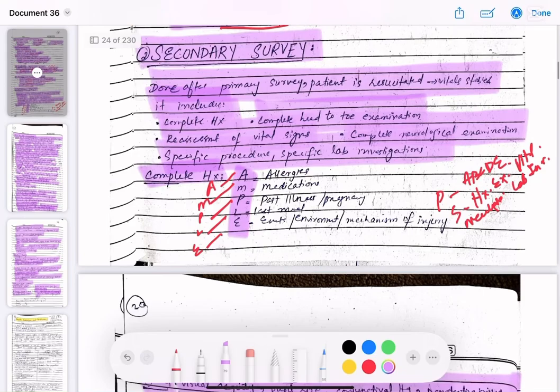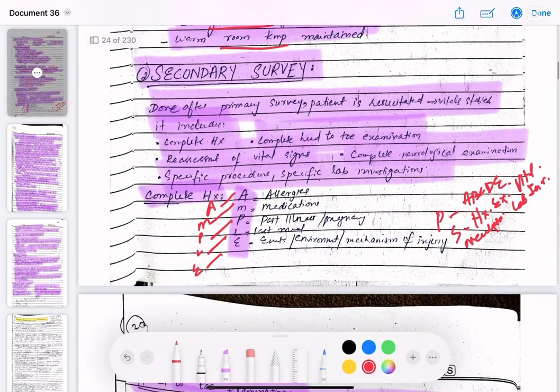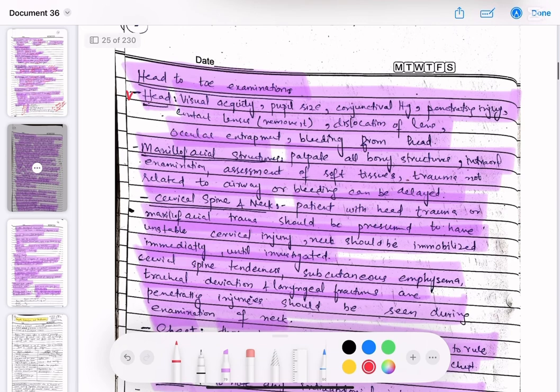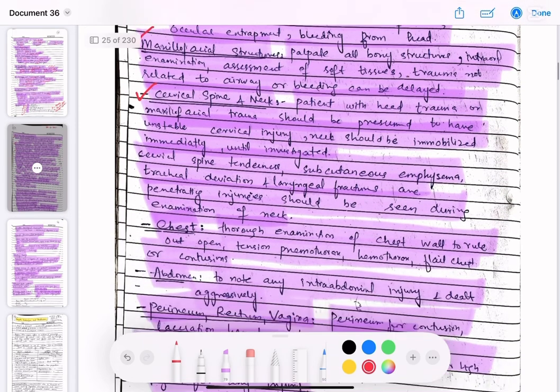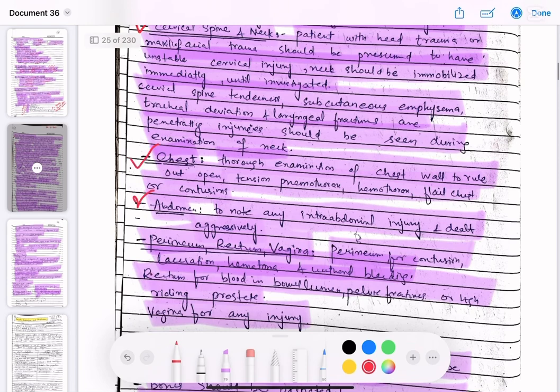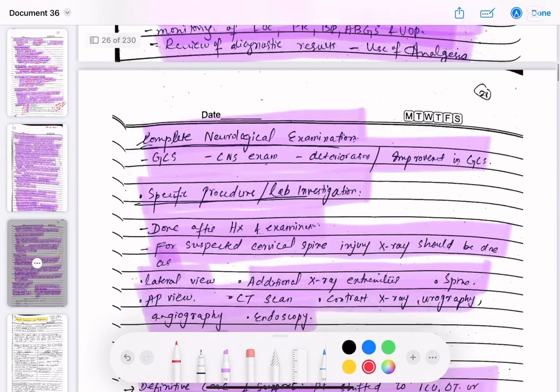So this was the primary survey. This is the secondary survey, done after the patient is resuscitated and vitals are stable, then a complete history is taken and examination. First of all, the head is examined, then maxillofacial structures and cervical spine and neck. It will go from head to toe. So first the head, then the maxillofacial structures, then neck and the cervical spine, then the chest, then the abdomen, then the perineum, rectum, and vagina, then the musculoskeletal system, and then the reassessment of the vital signs and the complete neurological examination, and then the specific procedure and lab investigations are done.